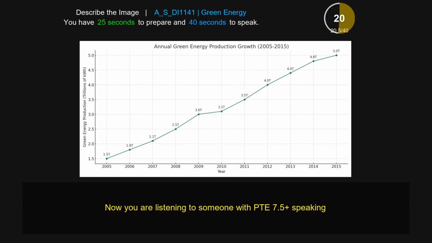In the year 2005, the green energy production was 1.5 trillion, which saw an increment up to 5 trillion in the year 2015. In conclusion, the green energy production was increasing.